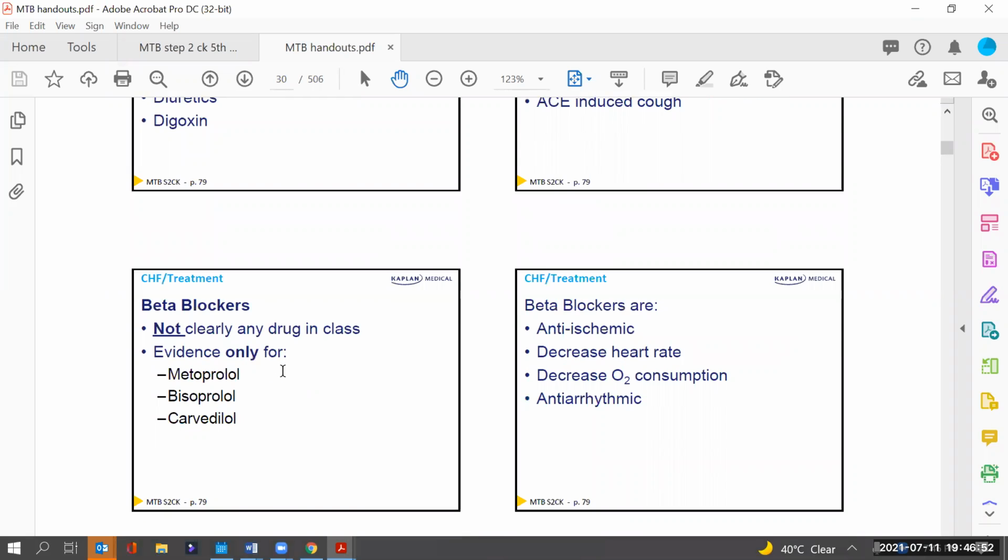Beta blockers, we have all of these ending with "-olol". These are going to reduce the mortality, but first and foremost, ACE inhibitors, and then comes beta blockers.